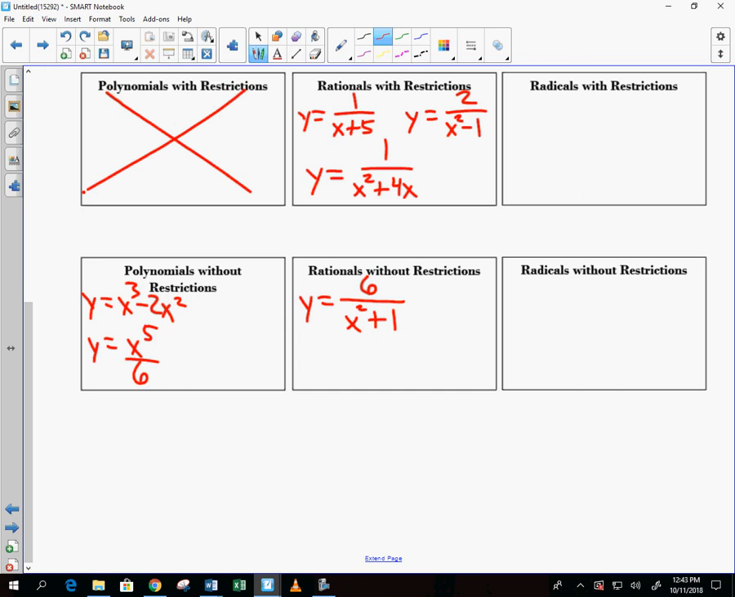Six over x squared plus 1. There's no problems with that. None at all. Why?